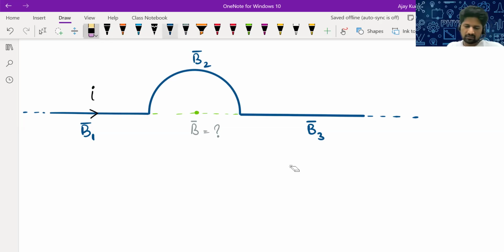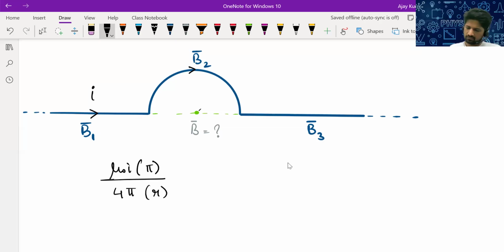Only the semicircular part will create the magnetic field. So mu naught I theta, where the angle at the center of a semicircle is pi, divided by 4 pi multiplied with the radius. Radius must have been given to you. That's all. So mu naught I by 4r. What about the direction?